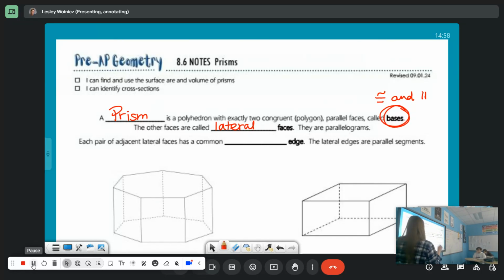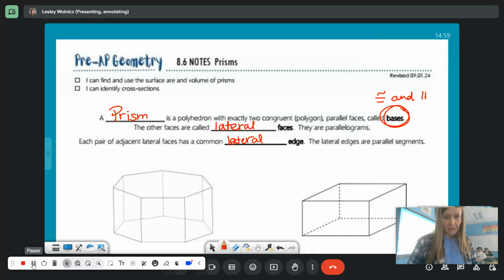Awesome. Cool. Okay. So remember that if we have a right prism, or right and oblique, right? If it's right, the lateral faces are going to be rectangles. If they're oblique, they will be parallelograms. Obviously, rectangles are parallelograms, but they're more specific. Each pair of adjacent lateral faces has a common lateral edge. The lateral edges are parallel segments.